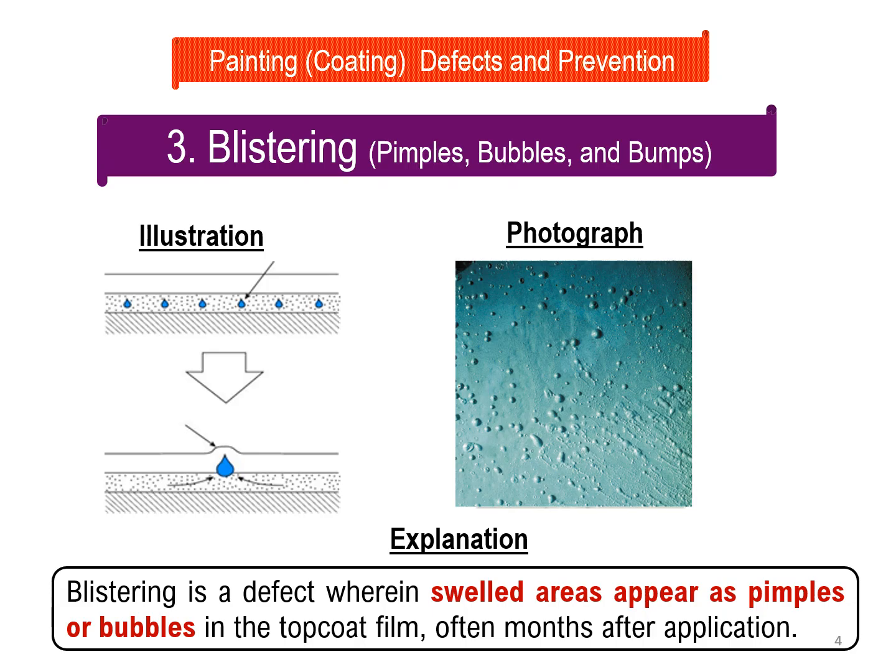As you can see from this illustration and photograph, blistering is a sort of phenomenon appearing as swelled areas, appearing as pimples or bubbles in the top coat film, usually after months of application.